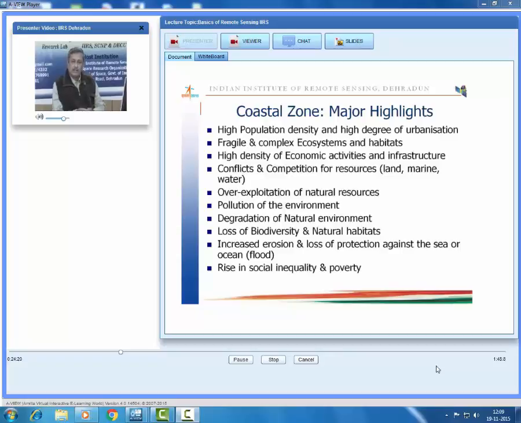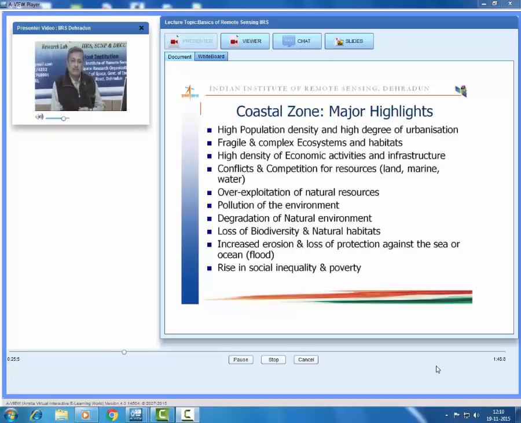Degradation of the natural environment, loss of biodiversity. We cut the mangroves for aquaculture, for fishery and food activity. We need land for our own purposes, for tourism activity or some industry. We use the mud flats. Now there is an increase in coastal erosion. Because of this erosion, we lose land in the coastal area, and finally we have to build protection structures to protect our land against the sea and the ocean.